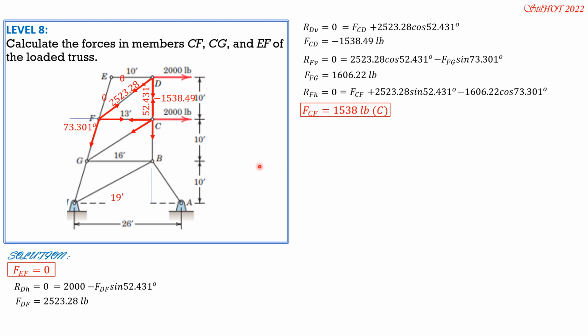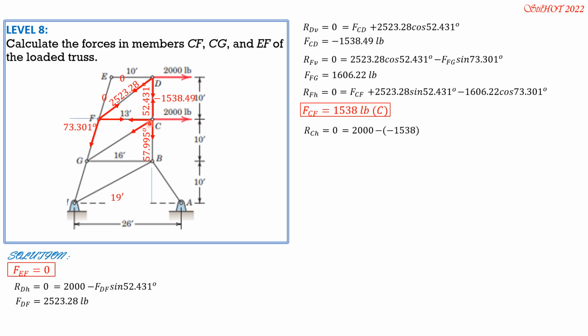These are the forces involved. There are two unknowns only, BC and GC. So we can solve for force in CG if we set RC horizontal equals 0. And the measure of this angle is arctan of 16 over 10. We have a right triangle, opposite is 16, adjacent is 10. So 57.995. So RC horizontal equals 0, so we have 2000, positive equals 2000.